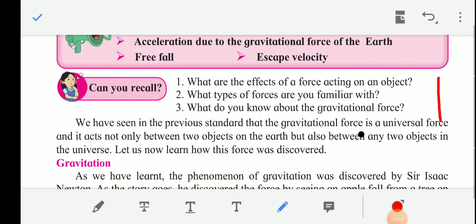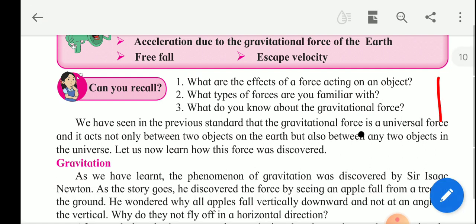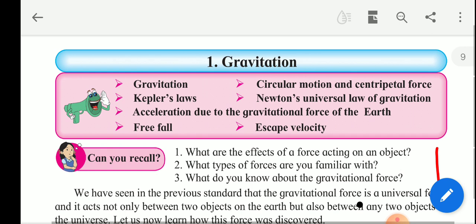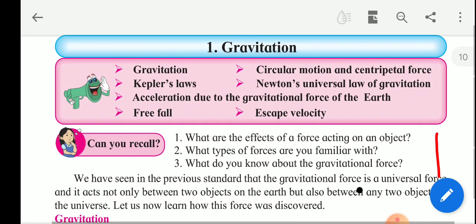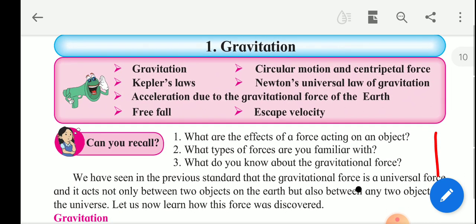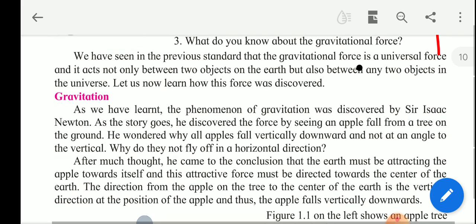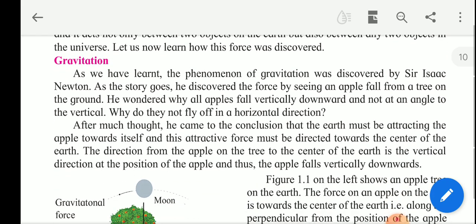Dear students, today we are going to begin with gravitation. In this topic, we are going to learn about gravitation, Kepler's laws, circular motion and the centripetal force, Newton's universal law of gravitation, acceleration due to gravity, force of the earth, free fall and escape velocity. First of all, we are going to talk about gravitation.